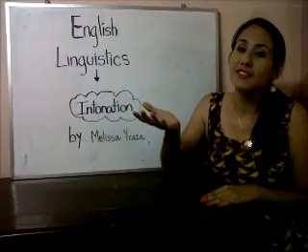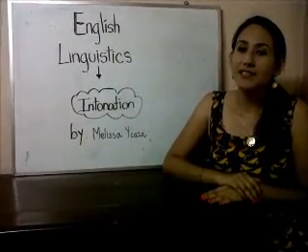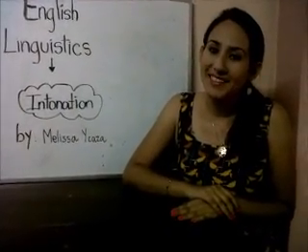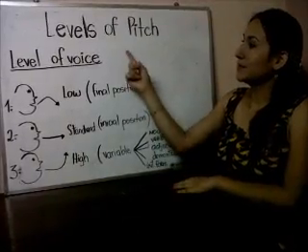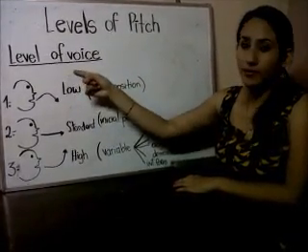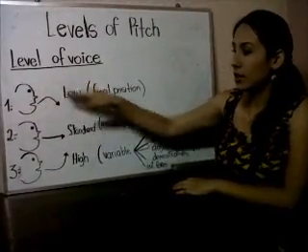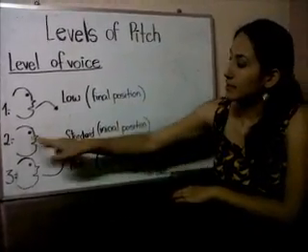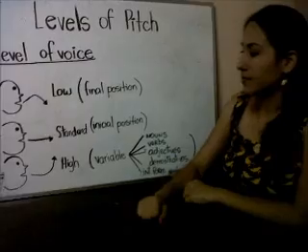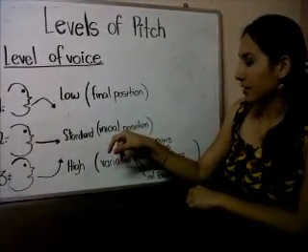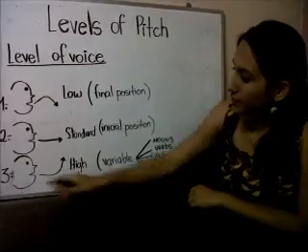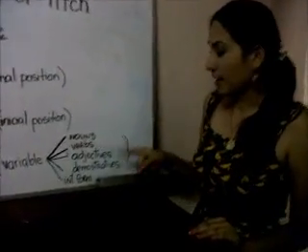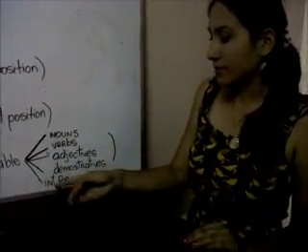First of all, what is intonation? Intonation is the way in which the voice rises and falls in pitch to convey meaning. Levels of pitch. Here we have the level of voice. The first is the low intonation. It is found in final position. The second is the standard intonation, found in initial position. And the third is high intonation. It could be a noun, a verb, adjective, demonstrative, or interrogative form.